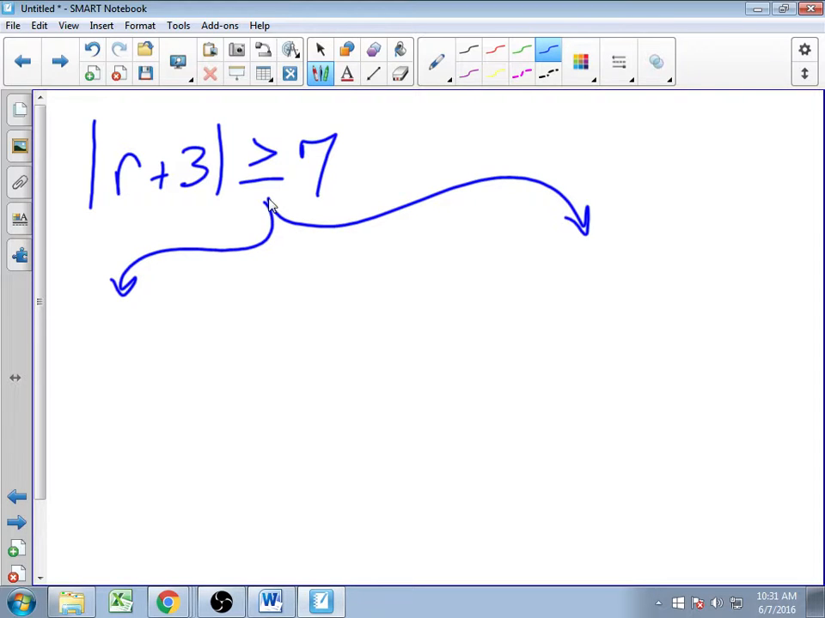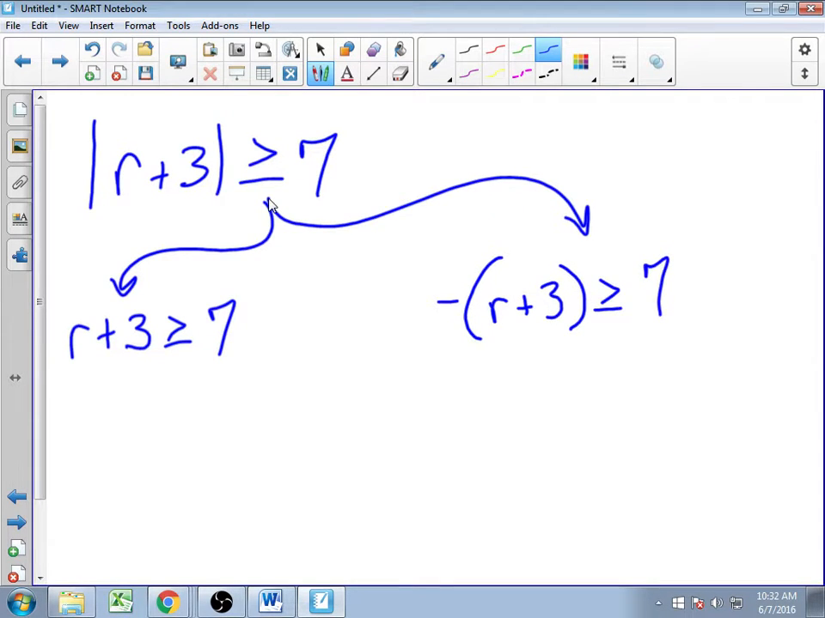I look at exactly how it's written: r plus 3 is greater than or equal to 7. And then I look at the potential opposite of that situation. My input might not be positive. It might be negative. But it becomes positive anyway, since it's in the absolute value. So hang with me.